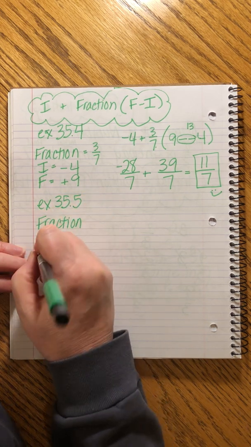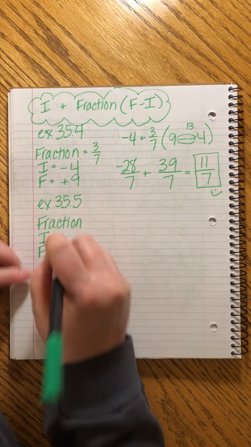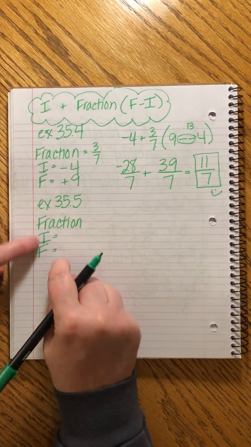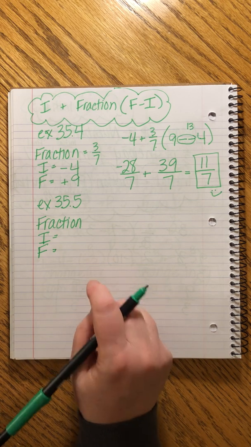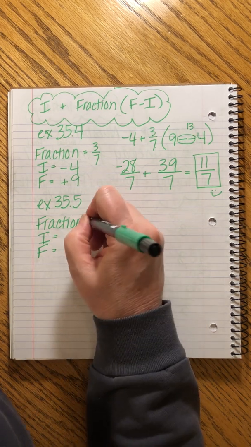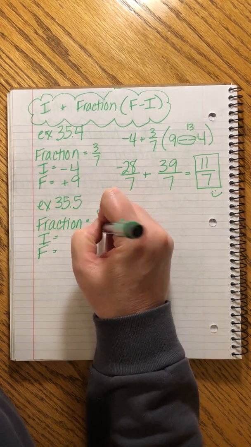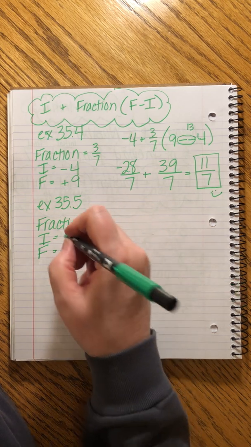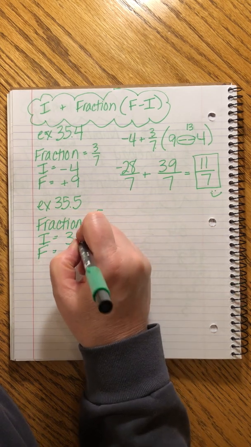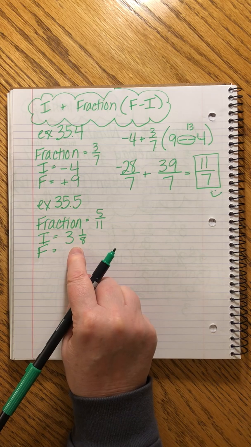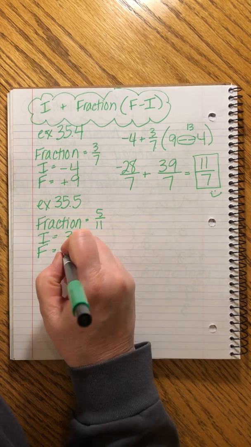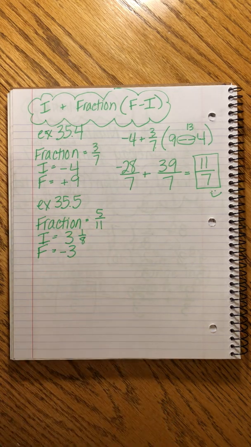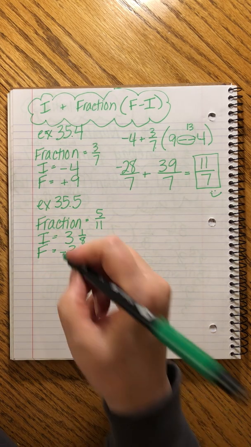Fraction, initial, final. I do not write F for fraction because it's too confusing, because then we would have 2 F's. All right, find the number that is 5/11 of the way from 3 1/8. If you want to convert that to a mixed number as you write it down, that's fine. To minus 3 5/8.